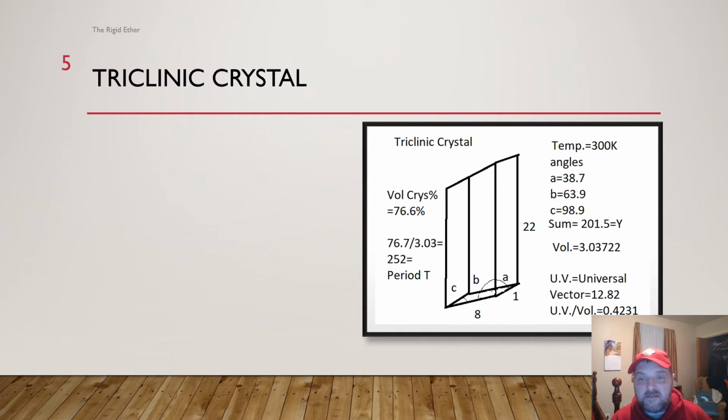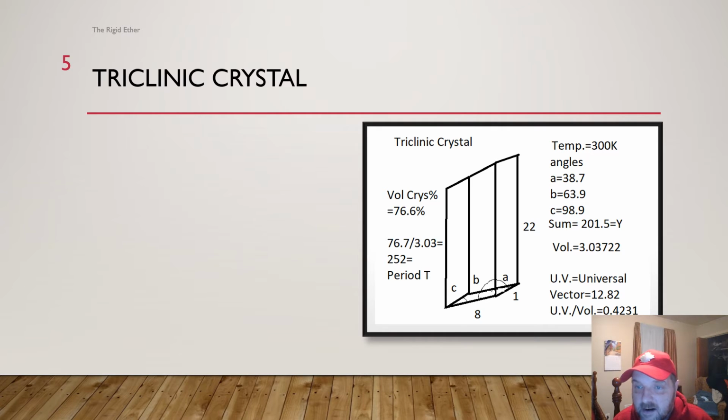There's a picture of the triclinic crystal. It's the most basic of crystal shapes. And we've used the parameters there of the whole physical universe, which is 1 by 8 by 22, or 3 light years by 24 light years by 66 light years. And the volume of the crystal is 76.6%. And we get the period equal to 252 from the volume divided by the speed of light.